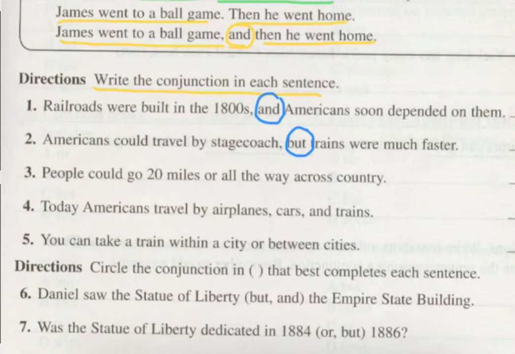Number 3. People could go 20 miles or all the way across the country in a stagecoach or a train, either one. Okay, so my conjunction is or. Those are the only three we have, and, but, or. Okay. Number 4. Today, Americans travel by airplanes, cars, and trains. My conjunction is the word and.